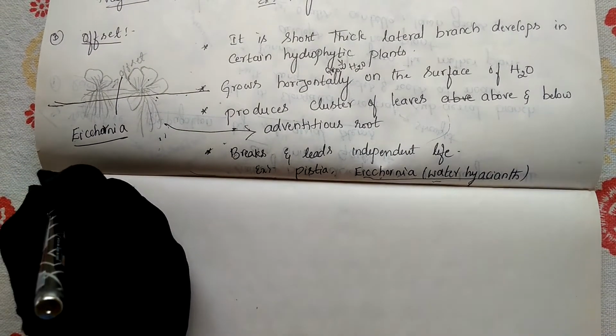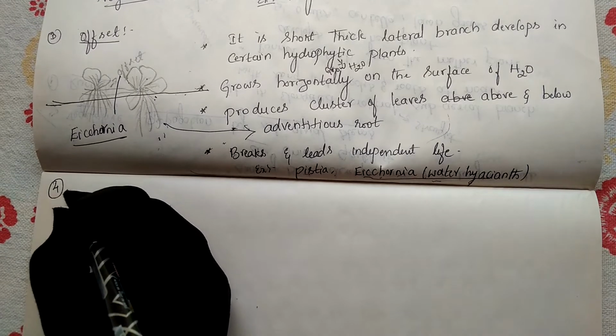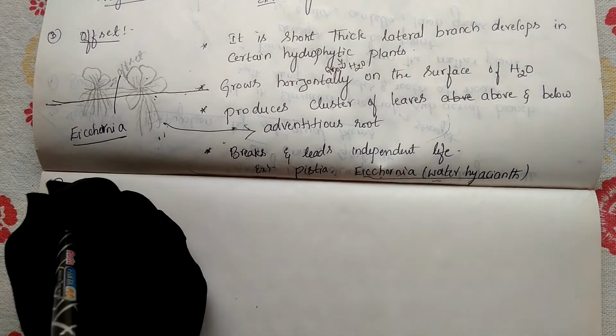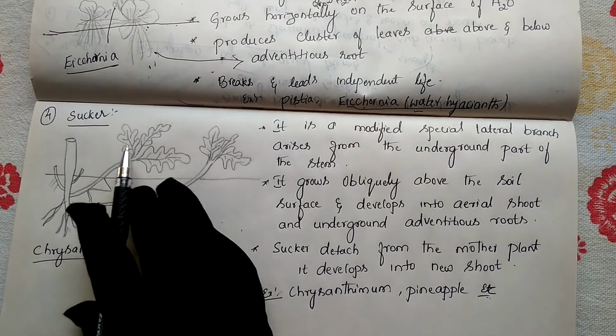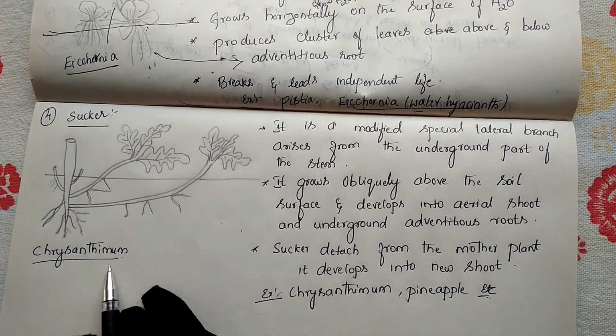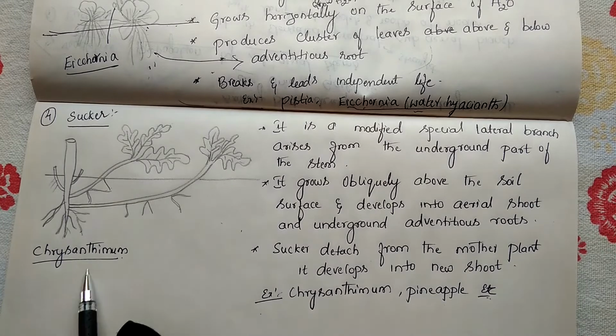The fourth type is sucker. Next, let us discuss the sucker by taking an example of chrysanthemum. So this is a plant called chrysanthemum.